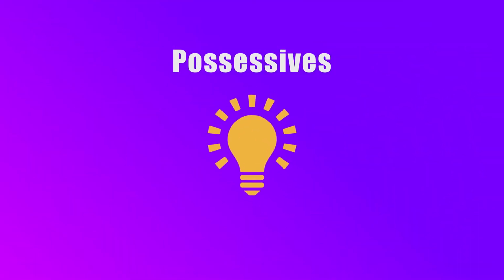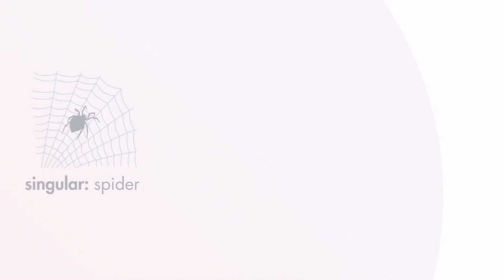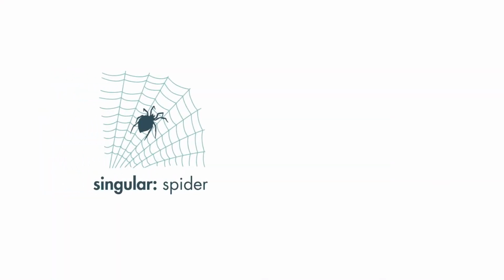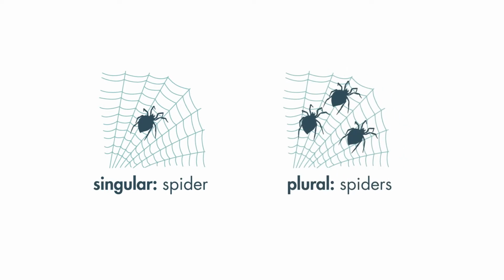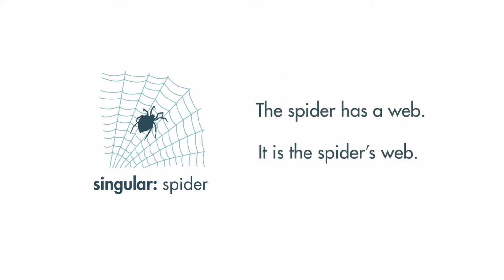In this video, we will learn how to create possessive forms of singular and plural nouns. A noun can be singular, like spider, or plural, like spiders. A possessive noun shows that someone or something owns or has something.